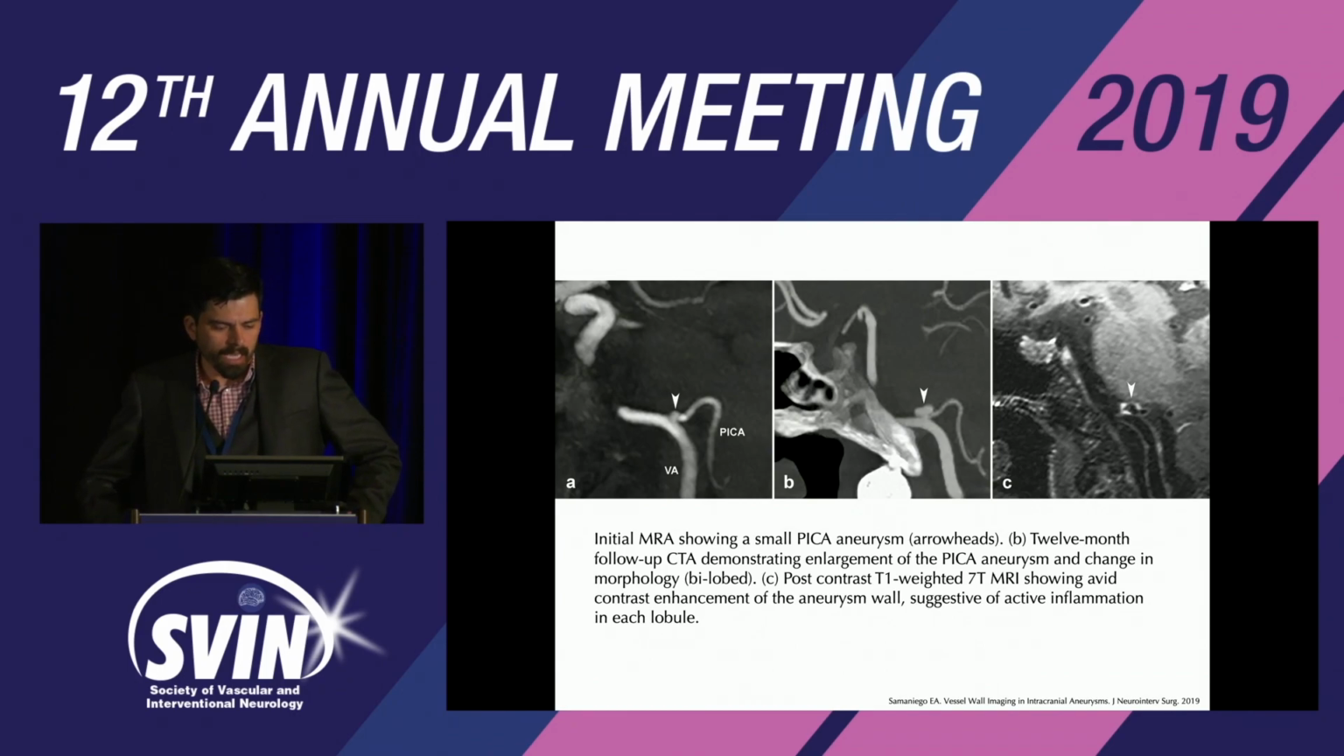This is a very interesting case that we saw. The patient came with a stroke, a PICA aneurysm, had a CTA. We found this little bump at the origin of the PICA. 1 year later, the patient came back, underwent another imaging study, and you have this bilobed PICA aneurysm. So definitely an unstable aneurysm that's changing in morphology in front of us.